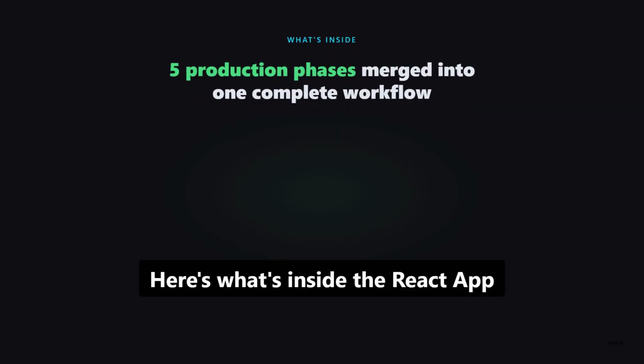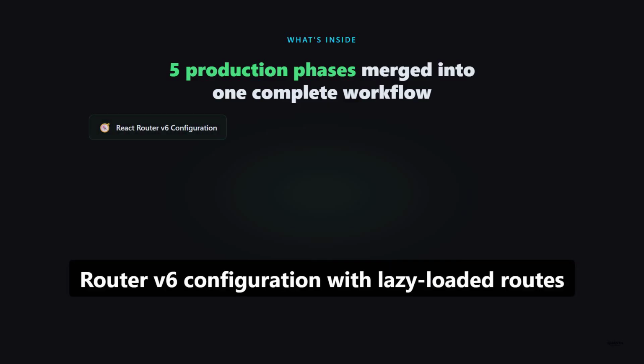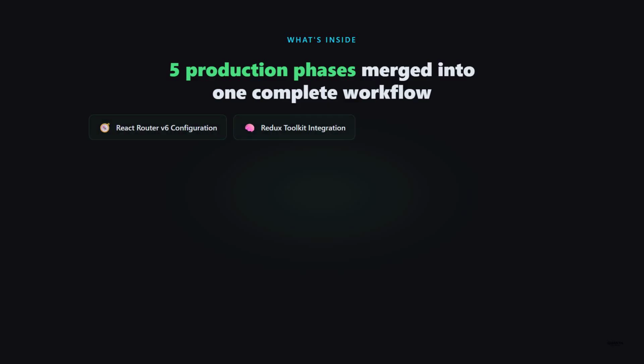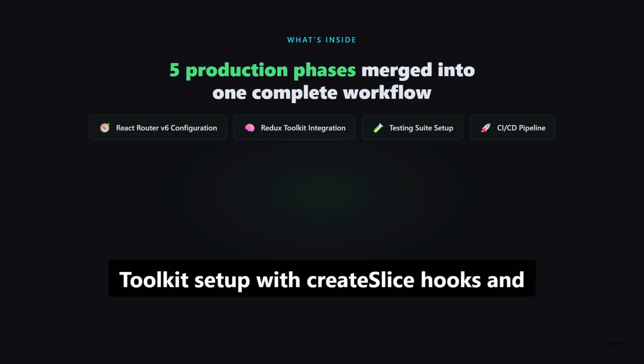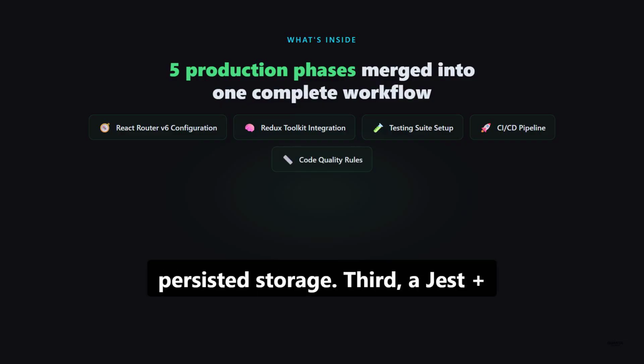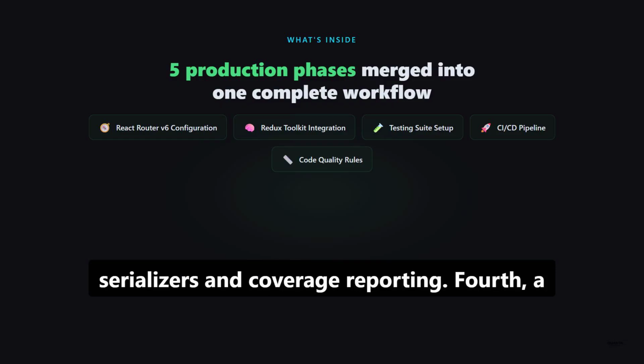Here's what's inside the React App Starter Pack. First, a React Router v6 configuration with lazy loaded routes and role-based access guards. Second, Redux Toolkit setup with createSlice hooks and persisted storage. Third, a Jest plus React Testing Library suite with snapshot serializers and coverage reporting.